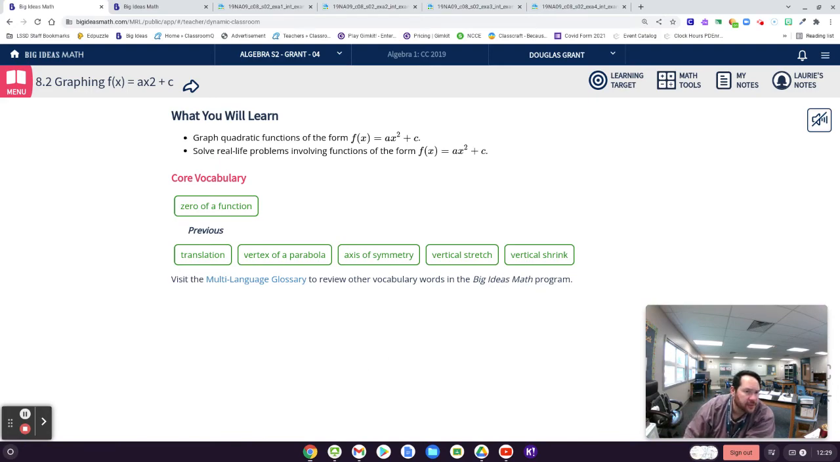Bonjour. For 8.2, we're talking about how to graph ax squared plus c. So it's basically what we did for 8.1, but now we're adding a constant to it. So if you want to pause the screen and take a look at what we're going to do, go for it. I'm going to jump right ahead into the lesson.